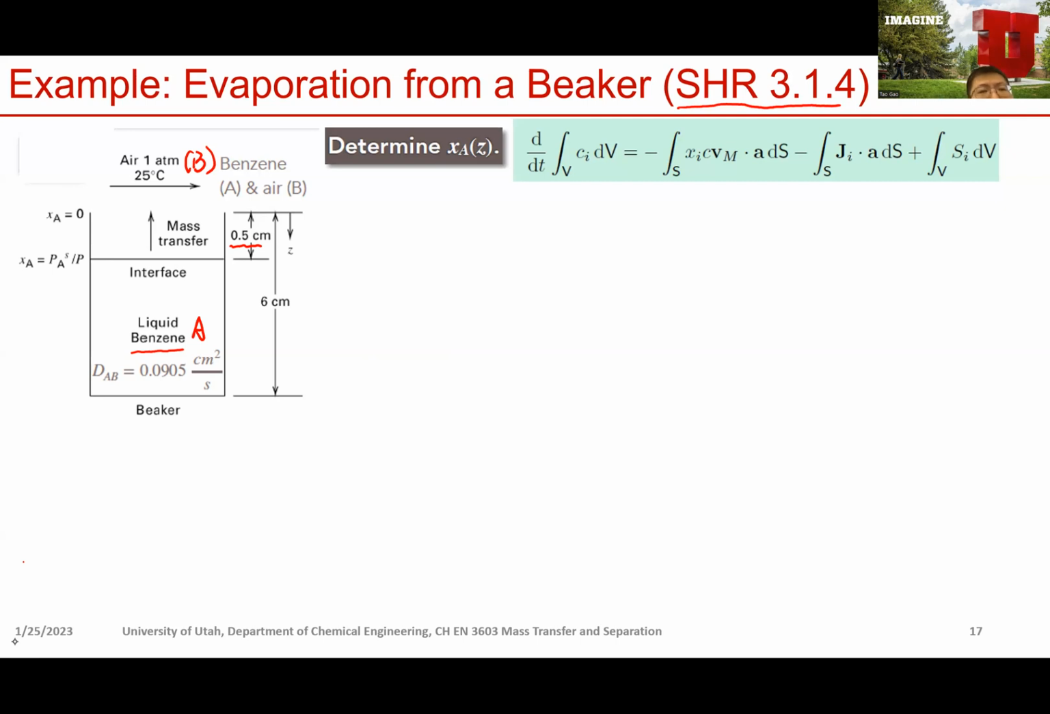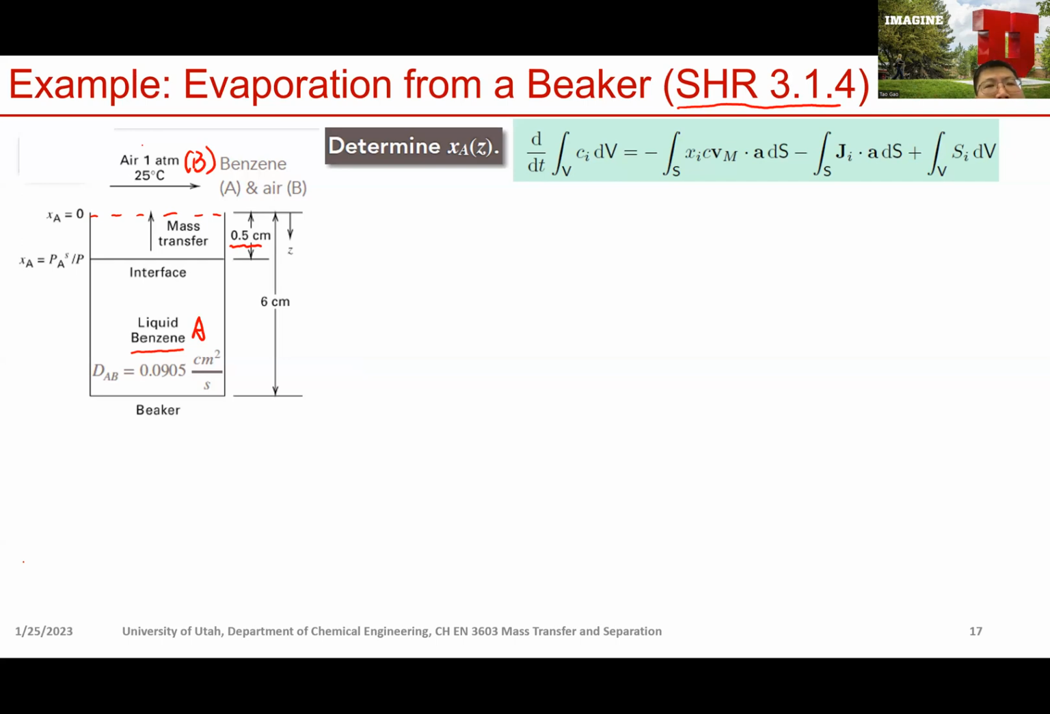So it's a binary mixture problem where we have a reservoir here. This is the liquid benzene here, right? If we draw a dashed line here, we have a reservoir where the mole fraction of A is 1. Then we have a reservoir above the mouth of the beaker where the mole fraction of A is 0, right? Assuming air is well circulated, so every benzene vapor will be carried away by the circulating air.